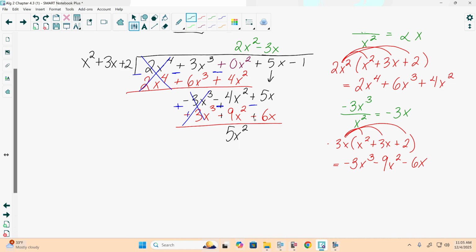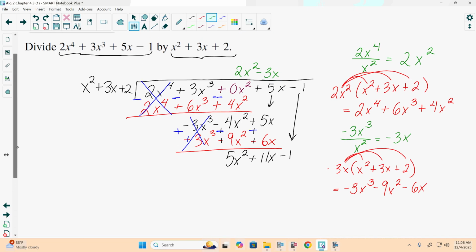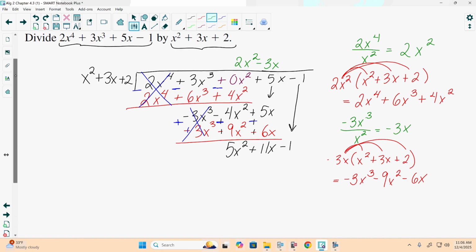5x minus negative 6x. Well, our negative again will make a plus. 5x plus 6x is plus 11x. And lastly, we bring down the minus 1, our last term. So far, x squared minus 3x? Yes. We need one more. So we need to figure out what the last one is.